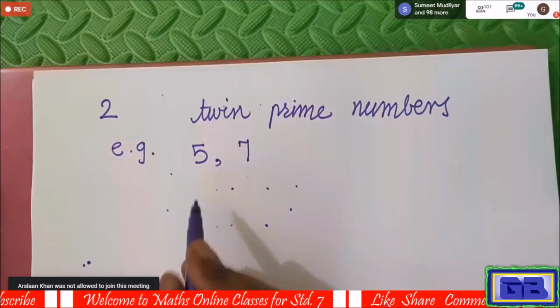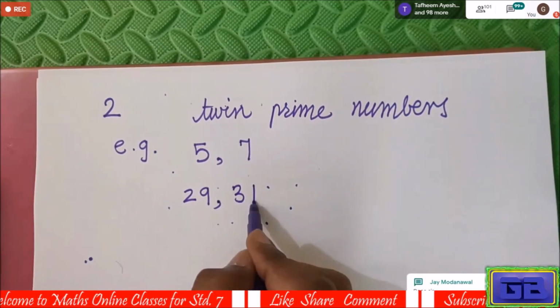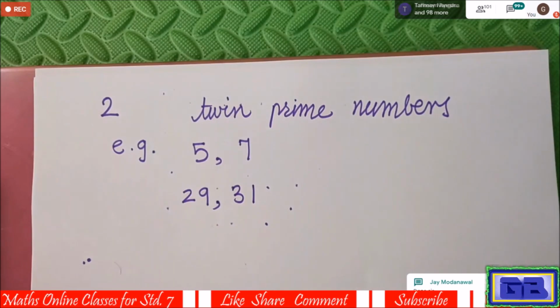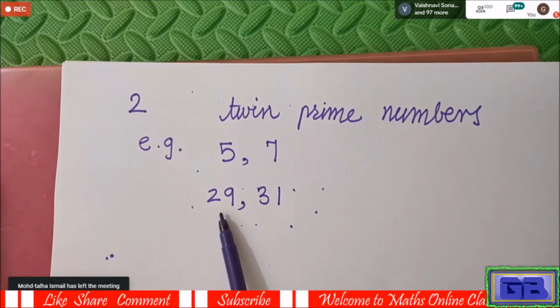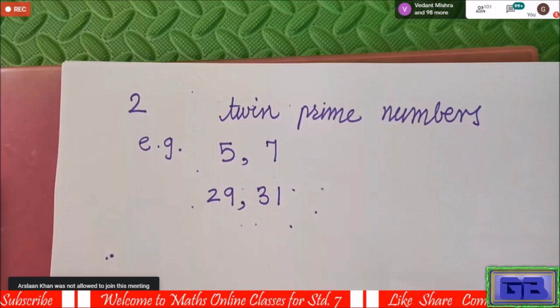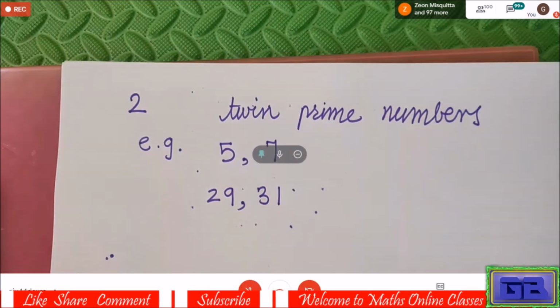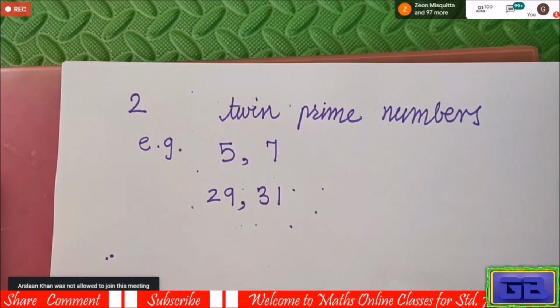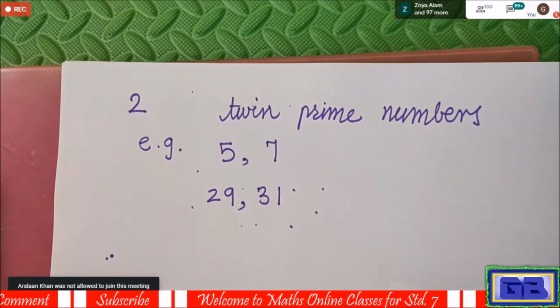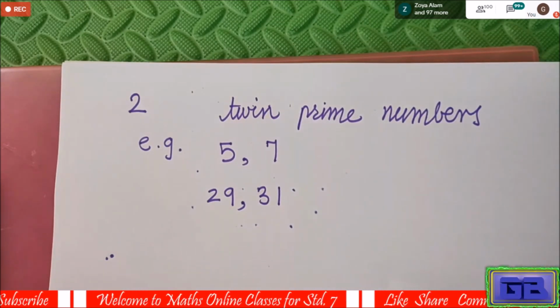Another example is 29, 31. Now 29 is a prime number, 31 is a prime number. 31 minus 29, it means the difference is 2. Therefore, these numbers are called twin prime numbers.